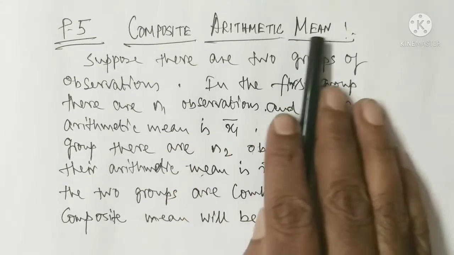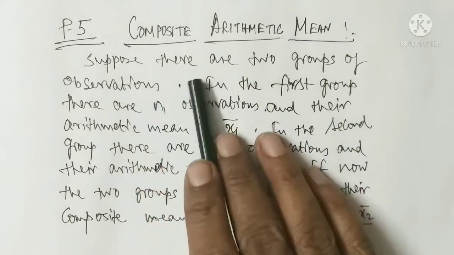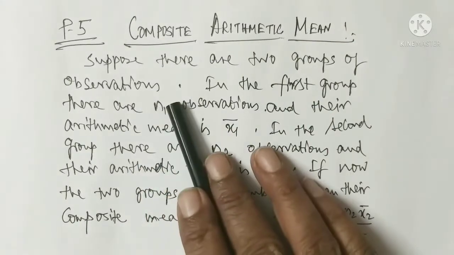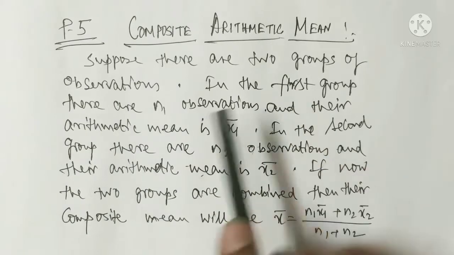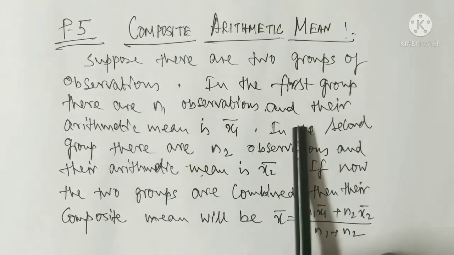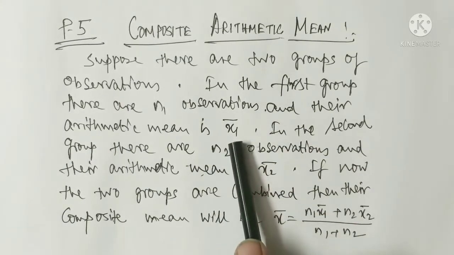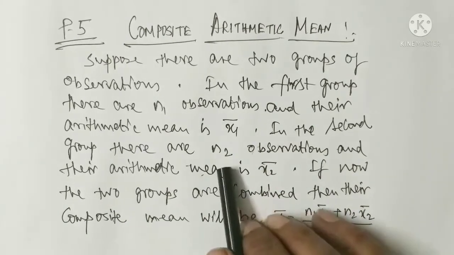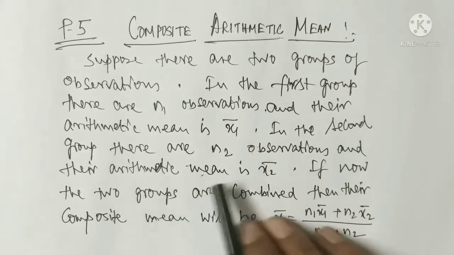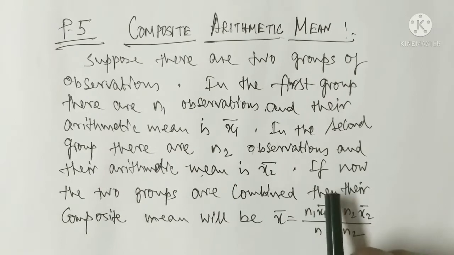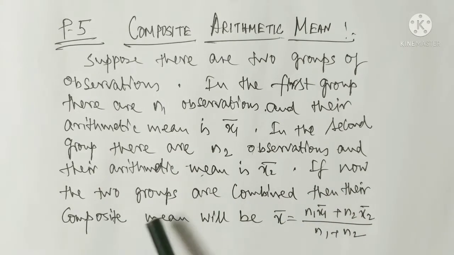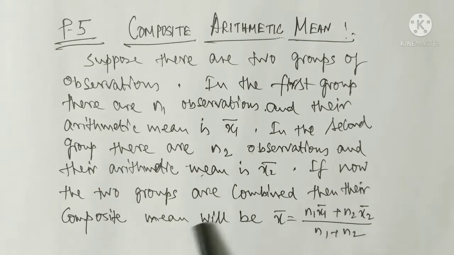This is composite arithmetic mean. Suppose there are two groups of observations. In the first group there are n1 observations and their arithmetic mean is x1 bar. In the second group there are n2 observations and their arithmetic mean is x2 bar. If now the two groups are combined, then their composite mean will be x bar equals n1 x1 bar plus n2 x2 bar by n1 plus n2.